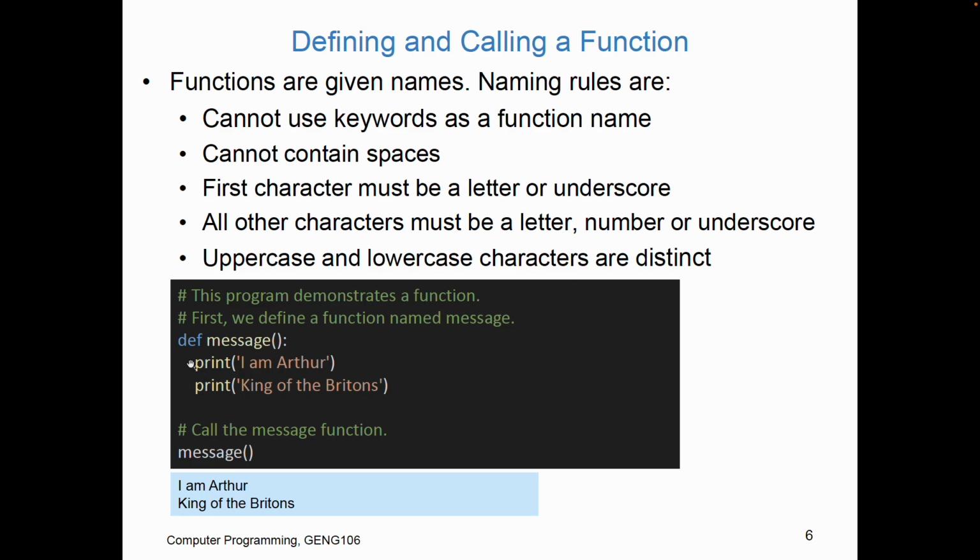And when we are defining a function, we also need to follow the indentation rules like we do in the if statements and also the for loops. So when we look at this code, we can understand that these two print lines belong to this message function. And there are two things that we need to be careful about. One of them is the definition, and the other one is calling a function.